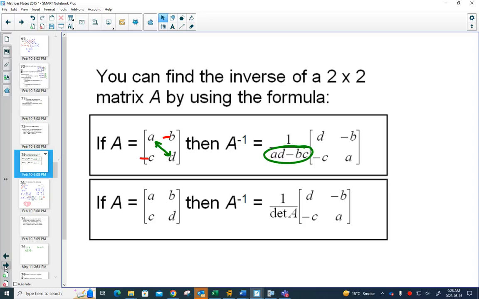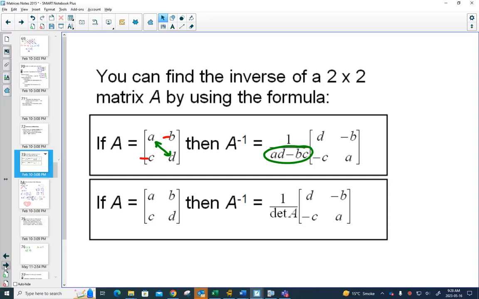How do you find the inverse matrix? Well, here's the formula for a 2x2. You find the inverse of a 2x2 matrix by calculating the determinant, and you put the determinant as a fraction on the bottom.